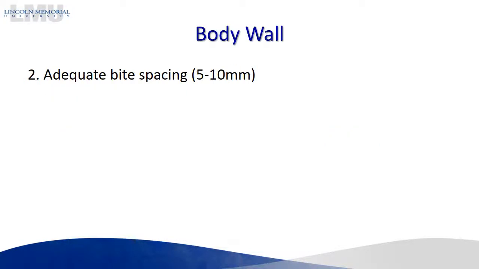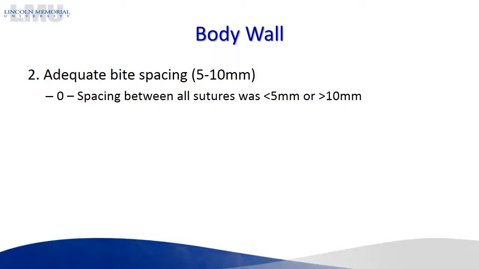The second checklist item is for body wall, and that is adequate bite spacing at 5 to 10 millimeters. This is the distance in between body wall sutures. If we have a student who scores a 0, that may be because the spacing between all of the sutures they placed on the body wall was less than 5 millimeters or greater than 10 millimeters. Some of our students placed more or fewer body wall sutures. It may be that they only placed 2. Some of them may have placed an entire line of 5 or 6 sutures. So we may see consistent mistakes in these body wall spacings, and that's going to be an unacceptable, unsatisfactory outcome.